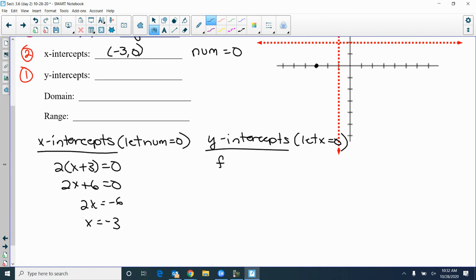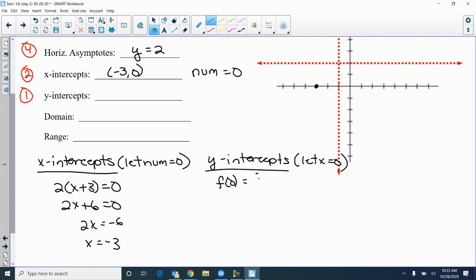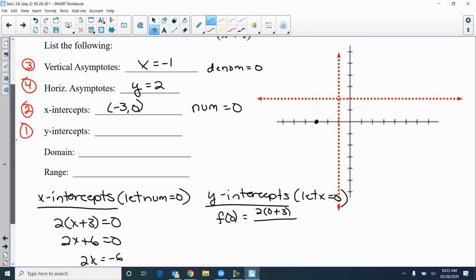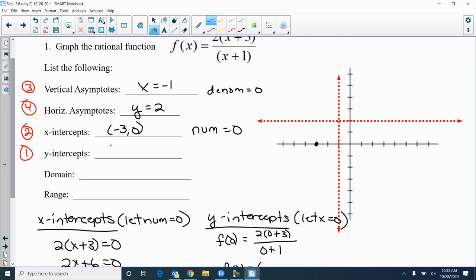For everything. So f of 0 equals 2 times 0 plus 3 over 0 plus 1, and that gives 6. f of 0 equals 6. So that is the point (0, 6). Plot that. 1, 2, 3, 4, 5, 6. All right, read step 5 on that little list.